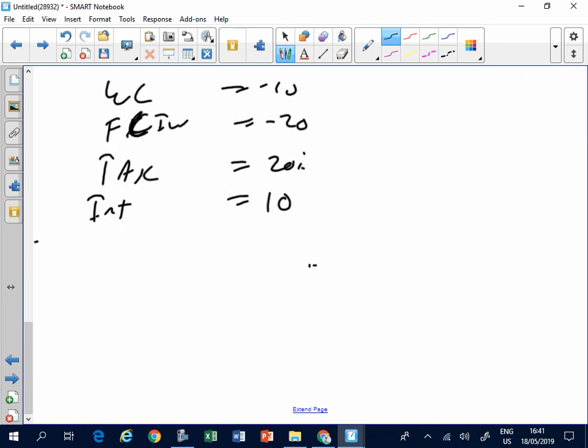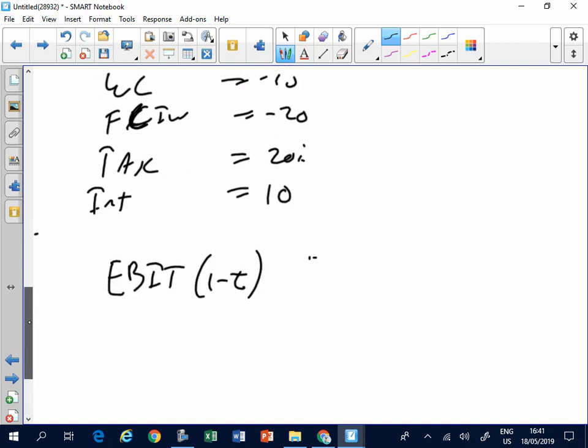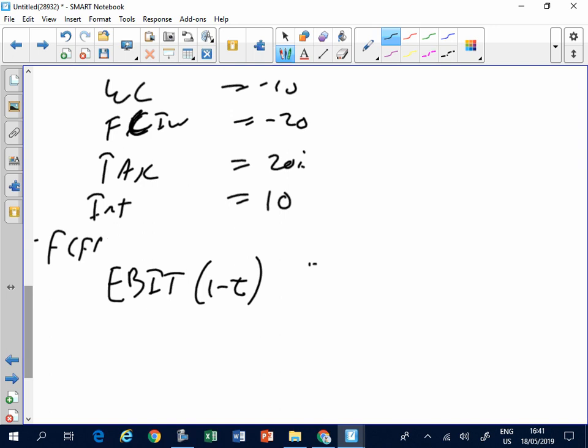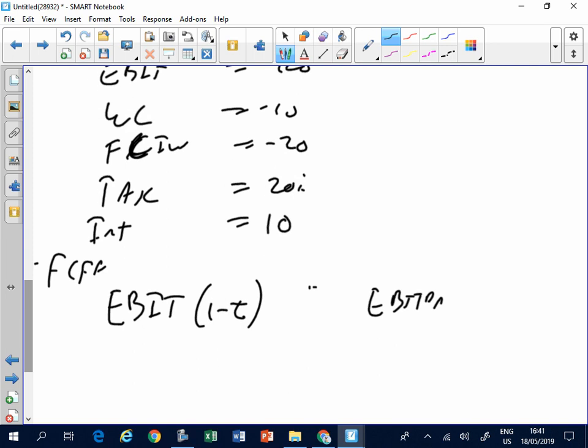Okay, EBIT times 1 minus the tax rate. Well, let's do free cash flow to the firm. Let's do EBIT and EBITDA. Okay, this is 100 times 20%. Let me just do this quickly, sorry.